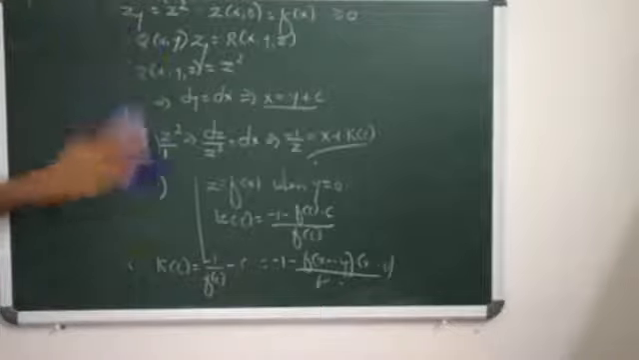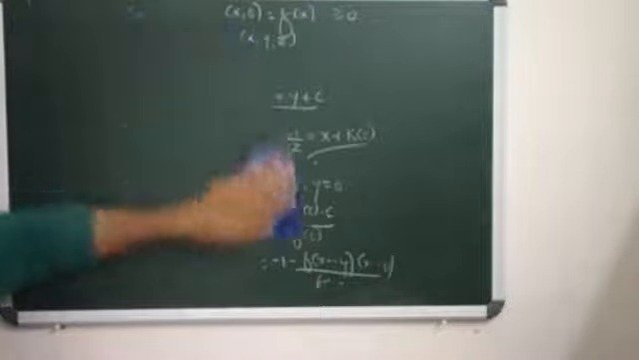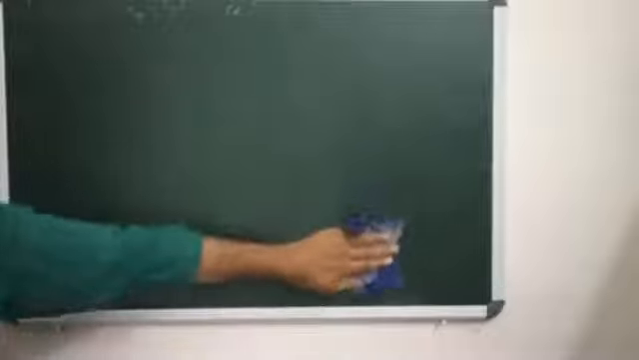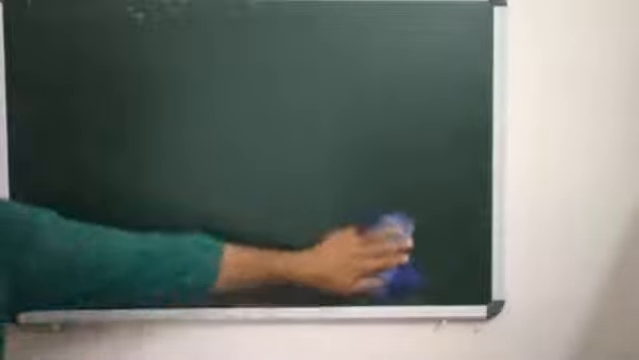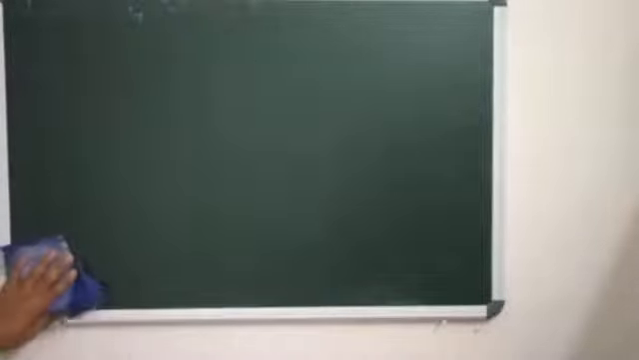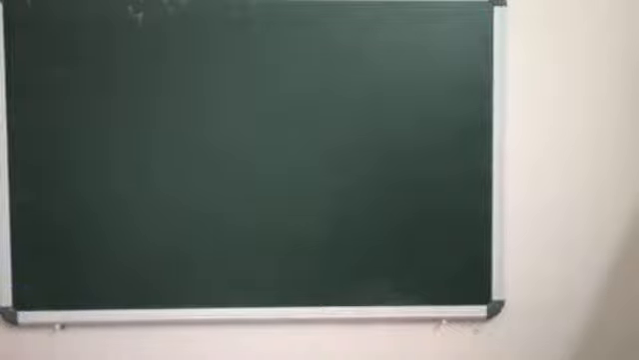Clear? To find the solution of a semi-linear equation, you have to solve it in terms of z by solving the ordinary differential equations dx/dt, dy/dt and dz/dt. Moreover, dy/dx is q(x,y) by p(x,y) and dz/dx is r(x,y,z) by p(x,y).